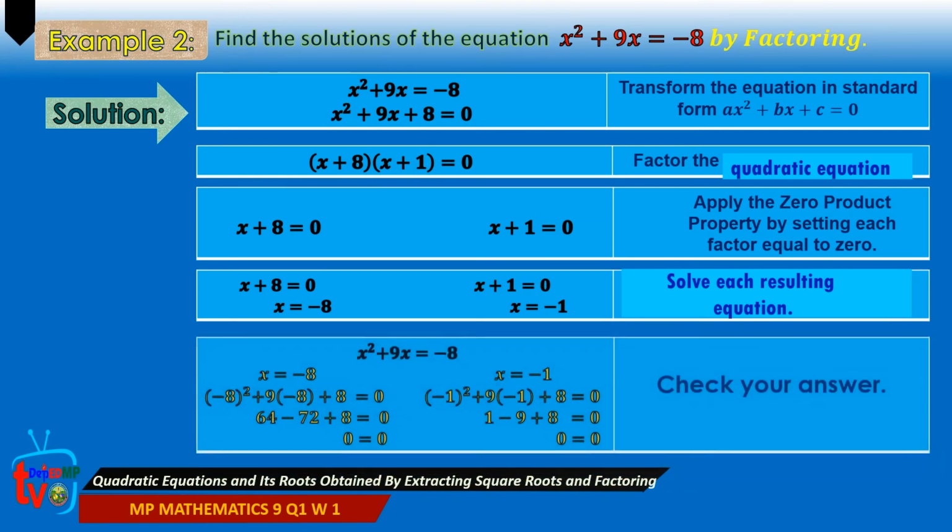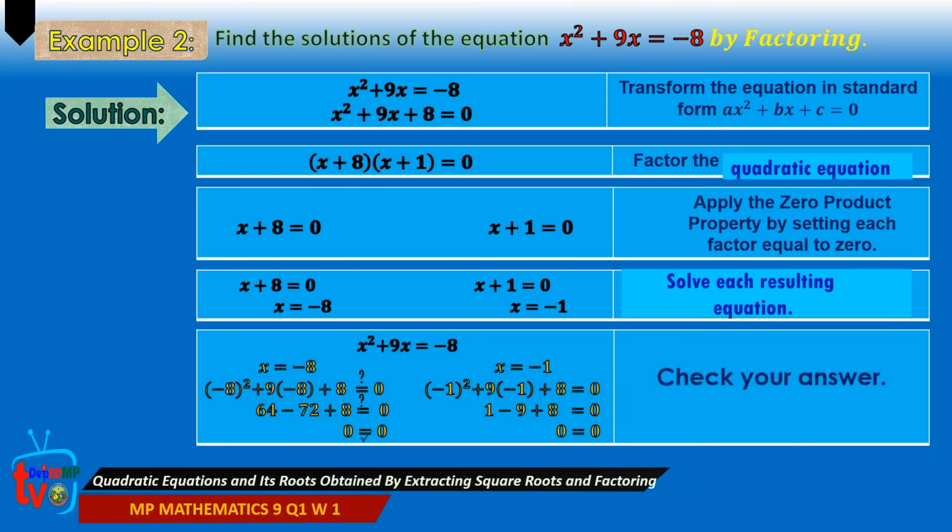Okay, so to check whether our answers are correct, we again substitute the values of x in the given equation. So for x is equal to negative 8, we have the quantity negative 8, the quantity squared, plus 9 times negative 8 plus 8. Is it equal to 0? So the square of negative 8 is 64, plus the product of 9 and negative 8 is negative 72, plus 8. Is it equal to 0? So 64 minus 72 is negative 8, plus 8 is 0. So 0 is equal to 0. Therefore, x is equal to negative 8 is correct.